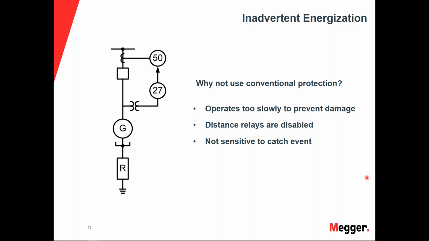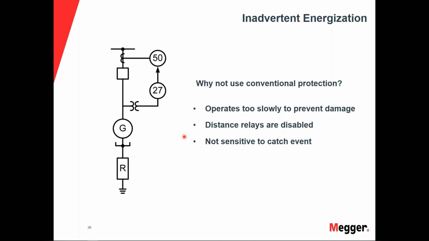Why can we not use something else besides the 50 and the 27 element? Well, it won't operate in a timely manner in order for us to catch it. The element won't catch it quickly enough to cause the least amount of damage to the rotor, to the stator, to the unit, to the turbine blades.